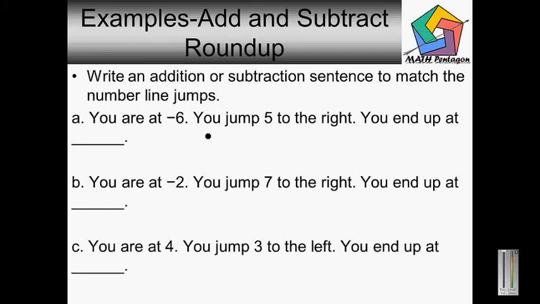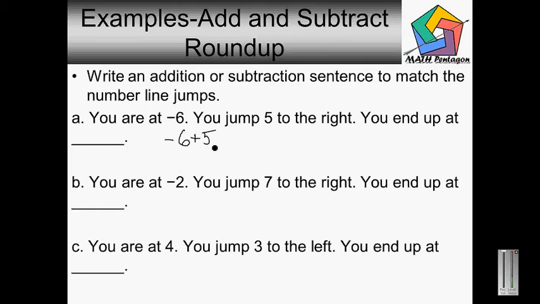A few examples on add and subtract roundup, and the directions are telling us to write a subtraction sentence to match the number line jumps. So it tells you you are at -6. So we start at -6, and we jump 5 to the right. So that means it's positive 5, because anything going to the right is going to be positive.